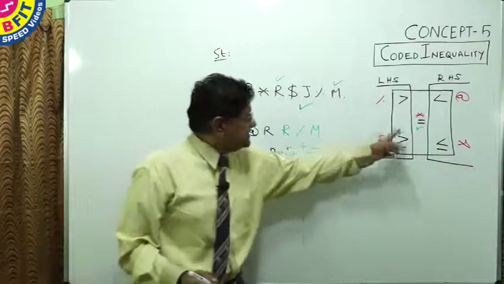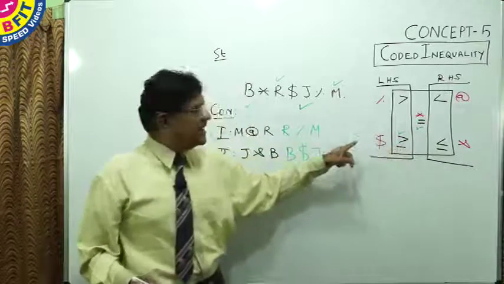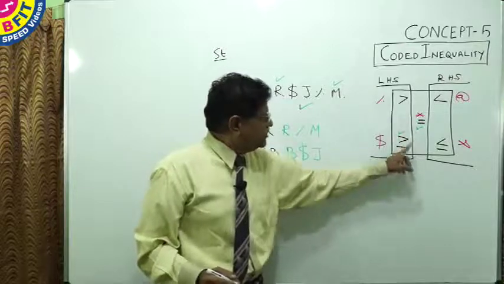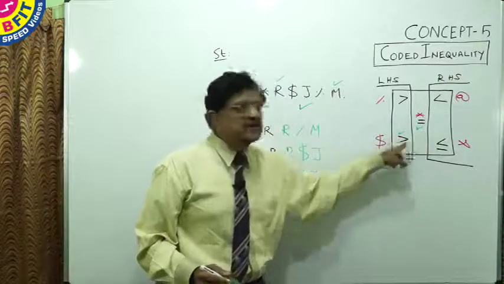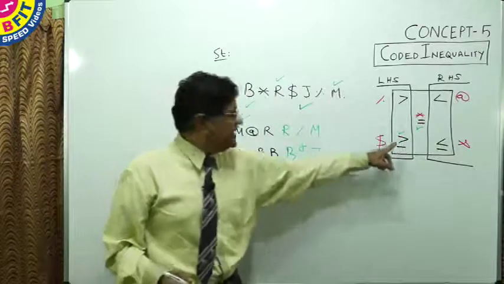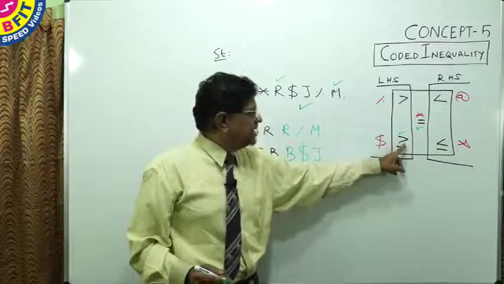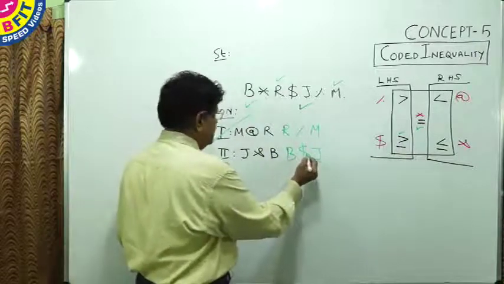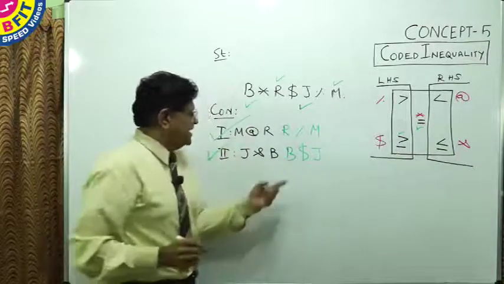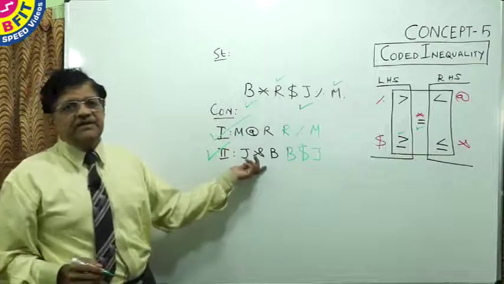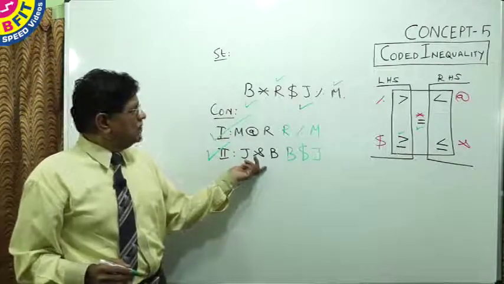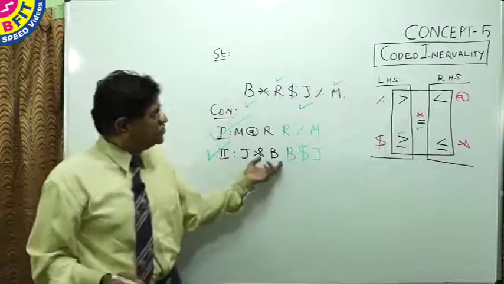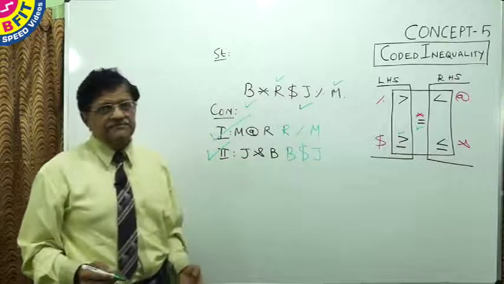Between these symbols, look at greater than or equal to and is equal to. Between these two symbols which has got priority, we know that this has got priority. Therefore B $ J is true. That means J ampersand B is true. So what we have done is we have arrived at the conclusions using the magic box.